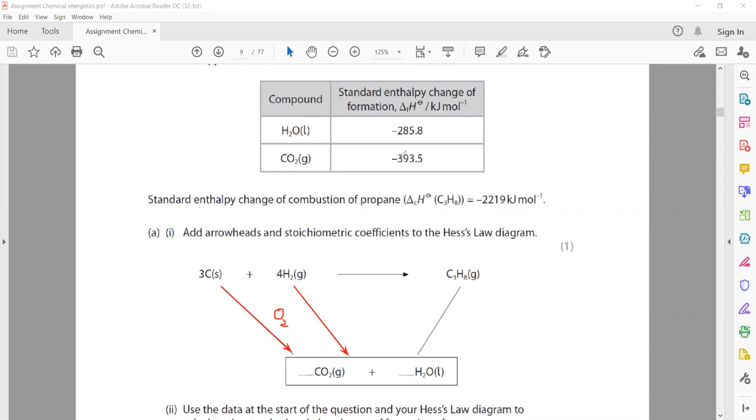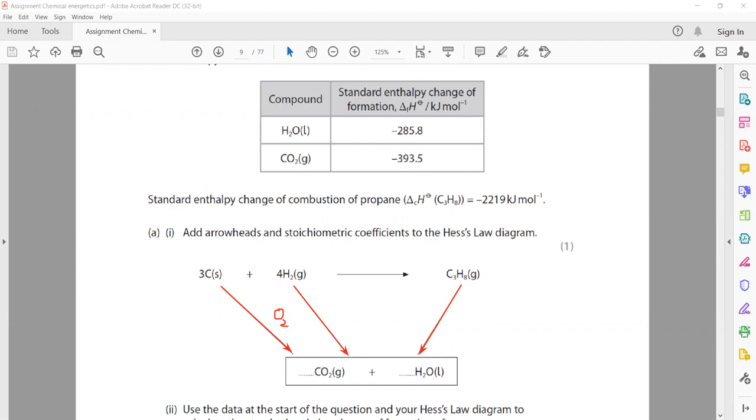And the combustion of propane is given, that is minus 2219. So we should draw an arrow, which is already there. Same thing, this is the formation of propane, because when elements form a compound, there should be a combustion of propane as well. So this is the combustion of propane. Then the balanced equation for this, how will we write a balanced equation?